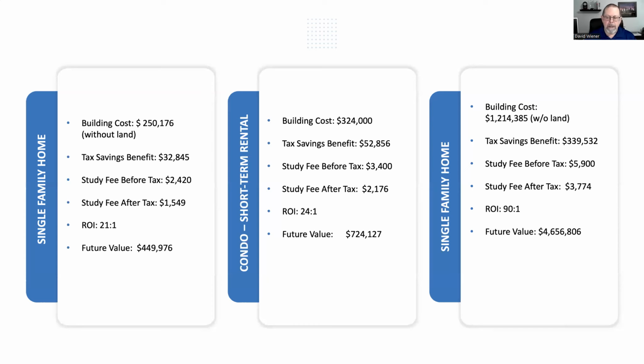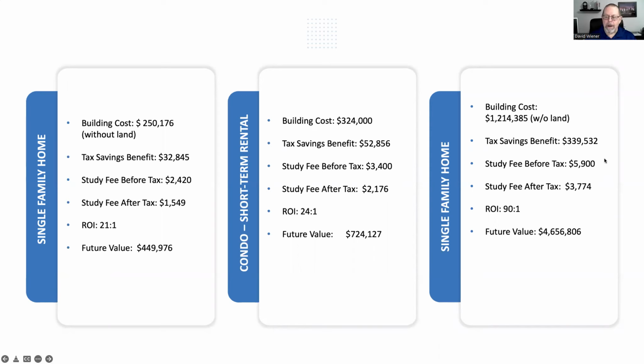$724,127. Did a single family home in a nice neighborhood. It was a $1.2 million home. Not the most expensive home I've done, but this one worked out real well. They got $339,500 off of their taxes. If they put that to work, and the study only cost them $5,900, after tax $3,774.